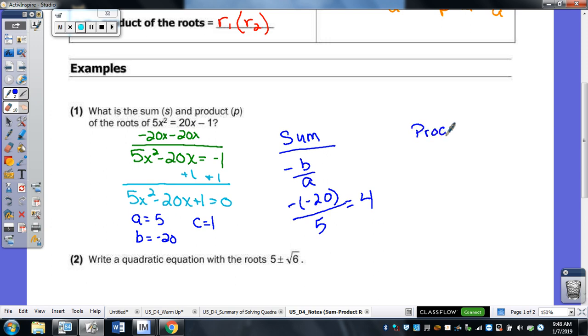So then the product would just be c over a. So our c value from our equation is 1. A is a 5, so our product would be 1/5. Just leave it as the fraction if it ends up being a fraction.